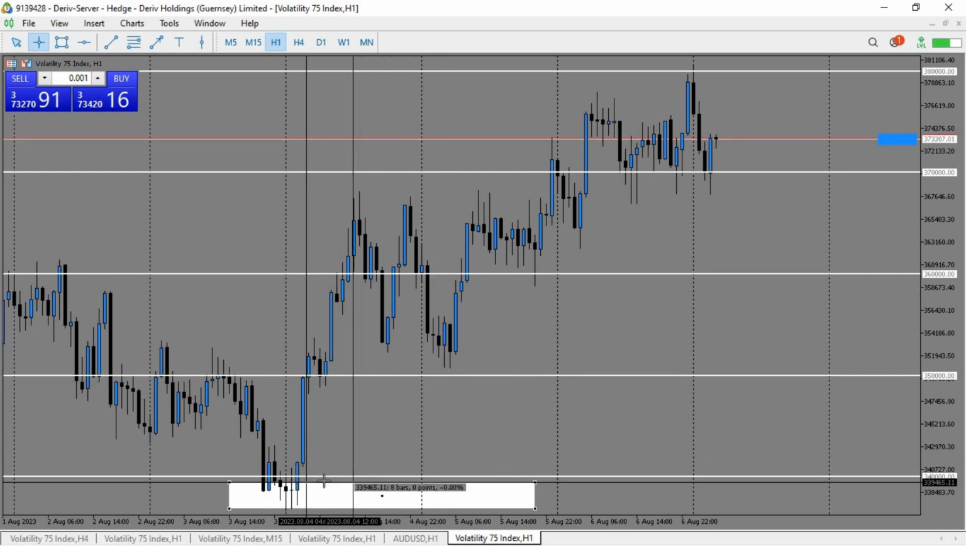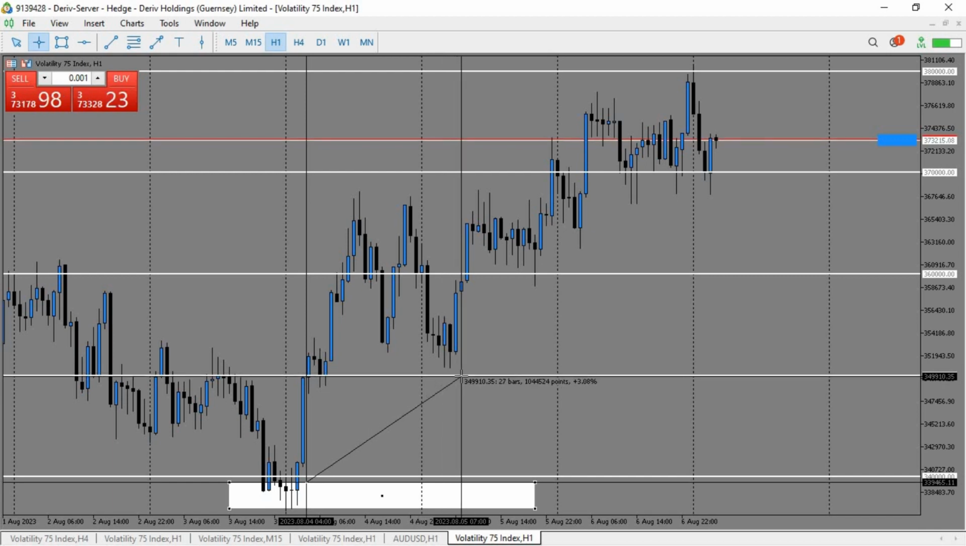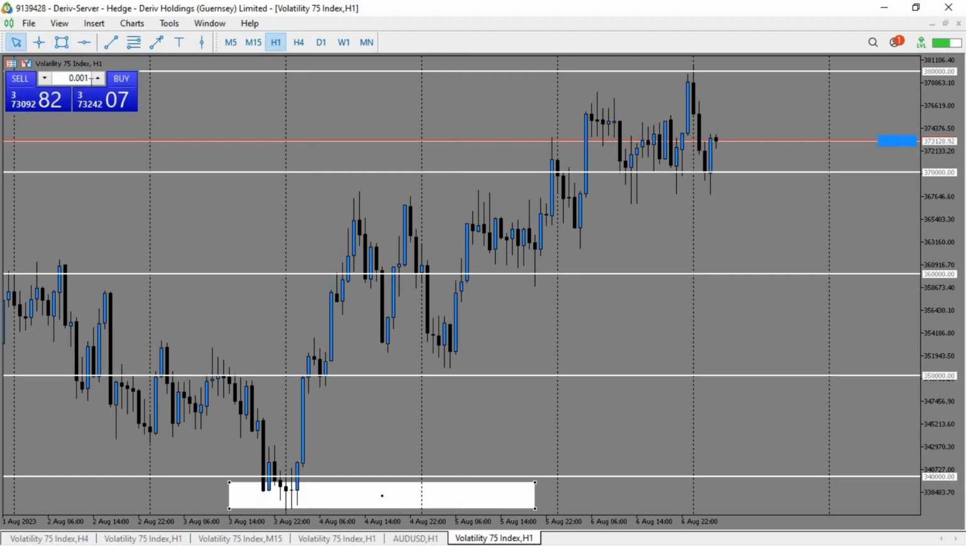So I would keep my stop loss around here and use the next psychological level as my take profit. Now, to make it easier for you, if you were using 0.001 as your lot size, for 10,000 pips, that'll be $10 for you. Keep everything simple and easy. That'll be $10 for you.